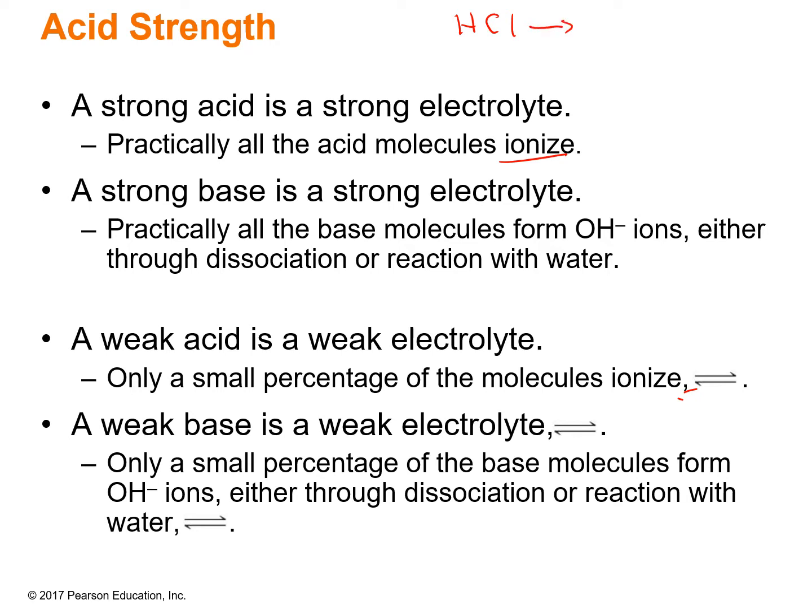So I'm going to use that unidirectional arrow to indicate that it is fully ionizing and only proceeding in that direction to form the hydrogen ion and the chloride ion. Then in that case, we are going to state that hydrochloric acid is a strong acid because it fully ionizes. In other words, you're going to get an entire breaking up of that initial compound. Same goes for strong bases.